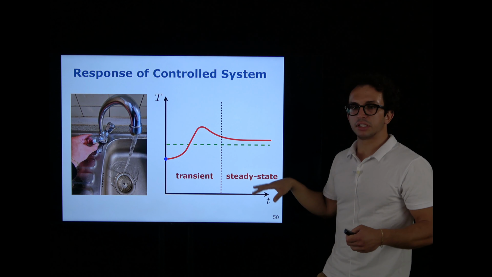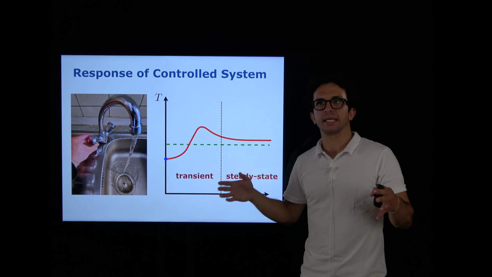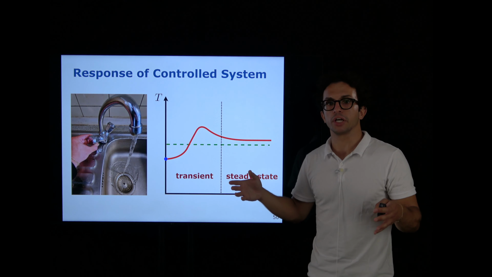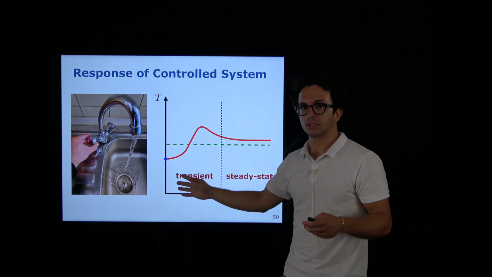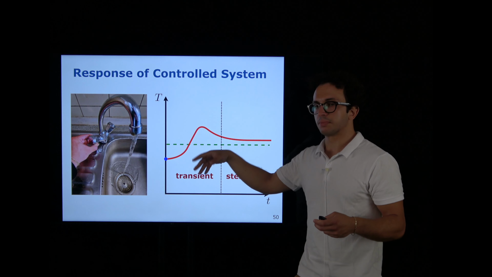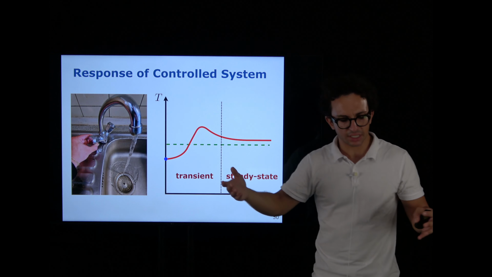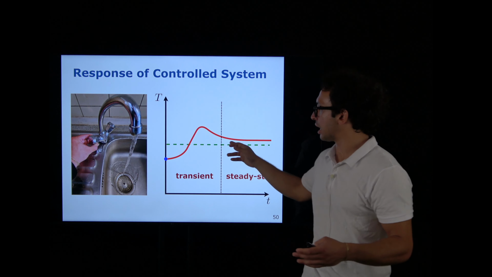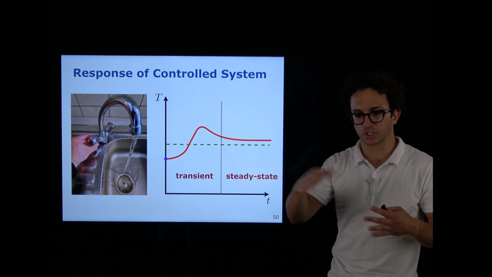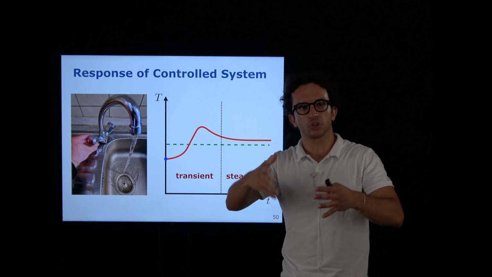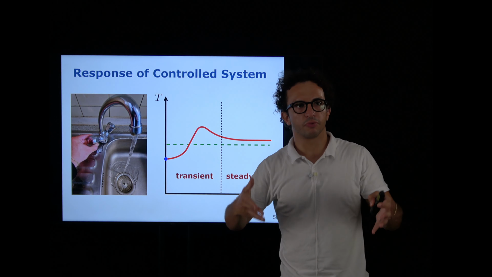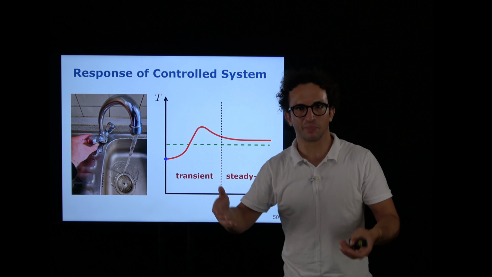Well, in here we can already find two main areas, two main situations. One is the transient. The transient is when there's a big evolution, something that is very far away from our reference, but there's just a system that starts evolving and tries to converge somewhere.